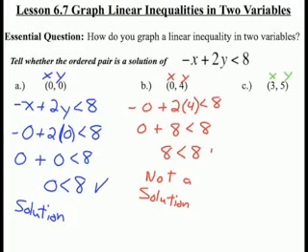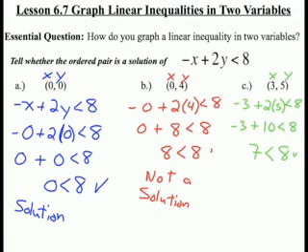Now we'll check the point 3, 5. 3 is x, 5 is y. So we substitute those in, we get negative 3 plus 2 times 5 is less than 8. Well, 2 times 5 is 10. Negative 3 plus 10 is 7. 7 is less than 8. That is a true statement. So the point 3, 5 is a solution to the inequality negative x plus 2y is less than 8.